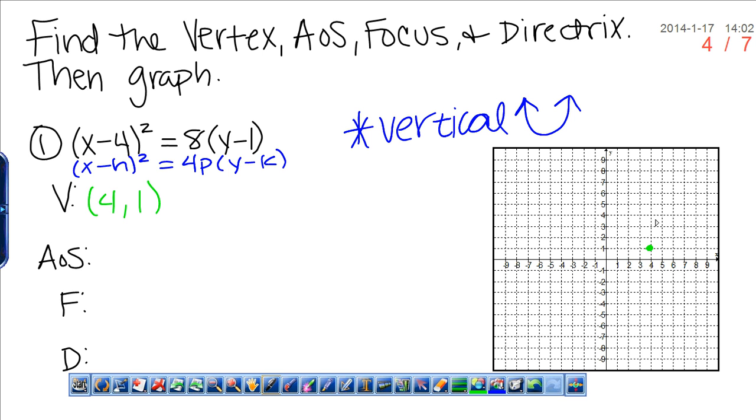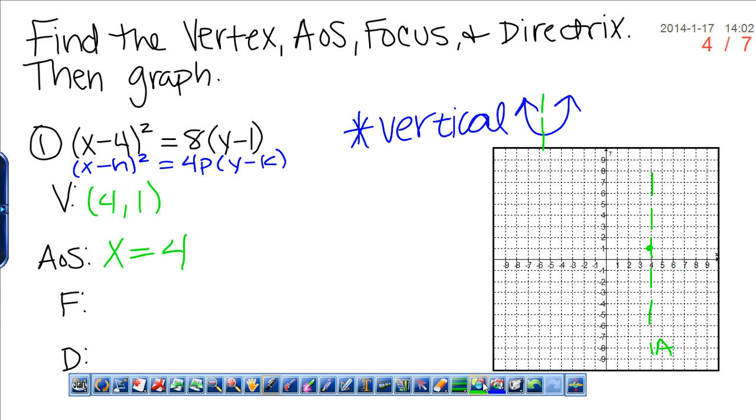This is a vertical parabola, which means my axis of symmetry is also going to be vertical. So my axis of symmetry goes through my vertex in a vertical line. What would the equation of that axis of symmetry be? X equals 4. Good. Everyone okay with that? Now we've got to find our focus.